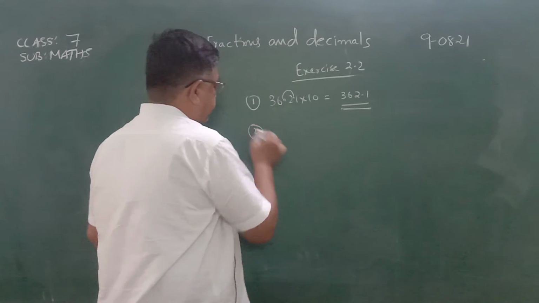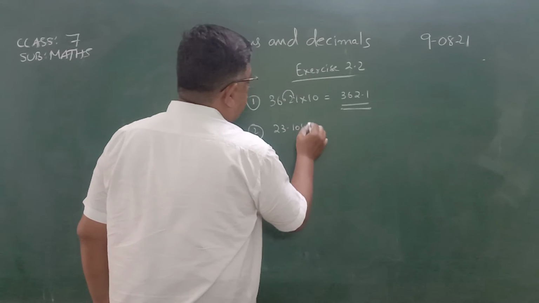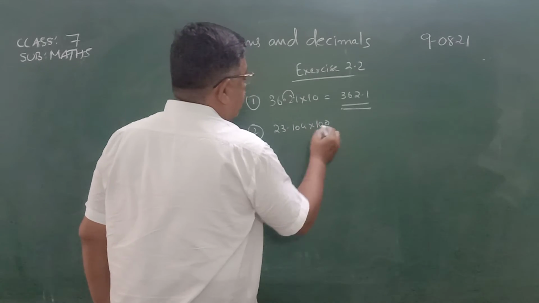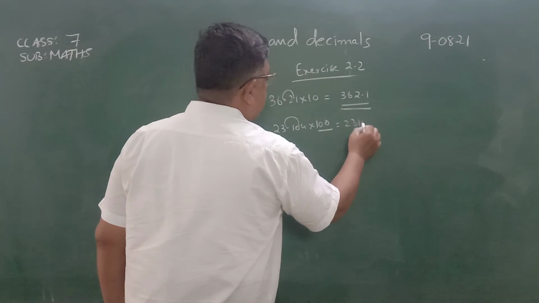Second problem, 23.104 is multiplied by 100. Now you are multiplying with 100, the point moves 2 places. So you get 2310.4.